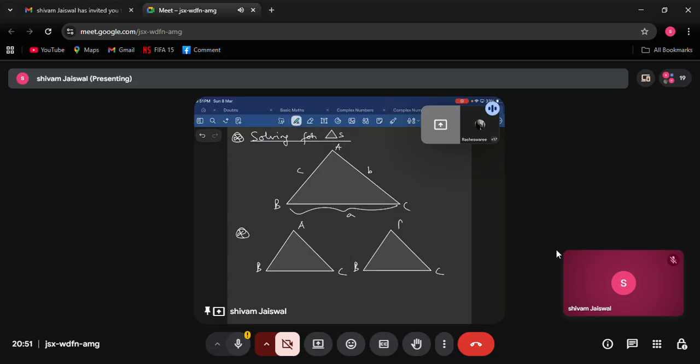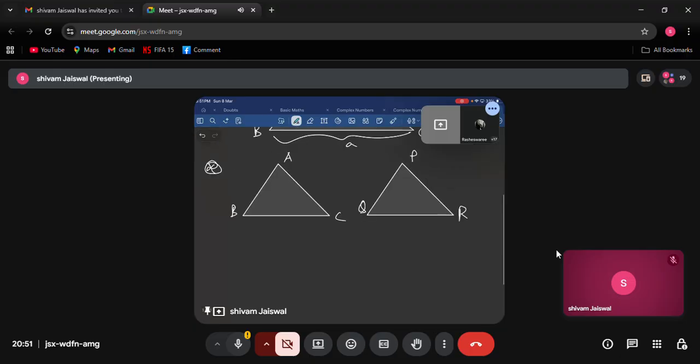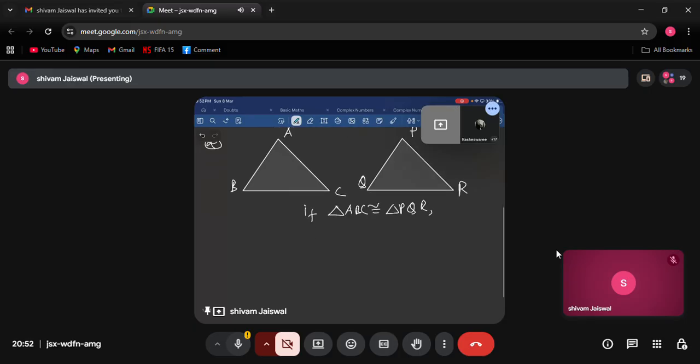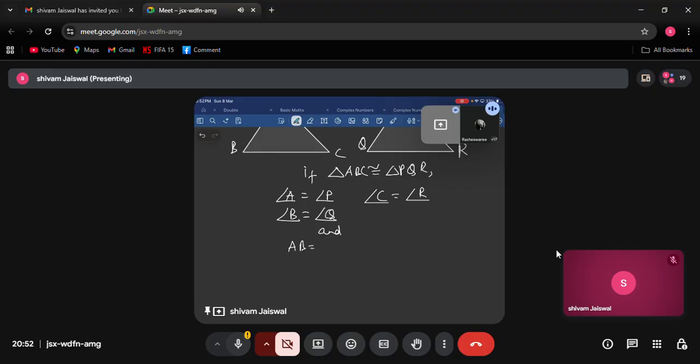This is P, this is Q, this is R. Triangle ABC is congruent to triangle PQR. We can say that angle A is equal to angle P, angle B is equal to angle Q. This you might have done in class 4, 5. Angle C is equal to angle R, and AB is equal to PQ, BC is equal to QR, and AC is equal to PR.